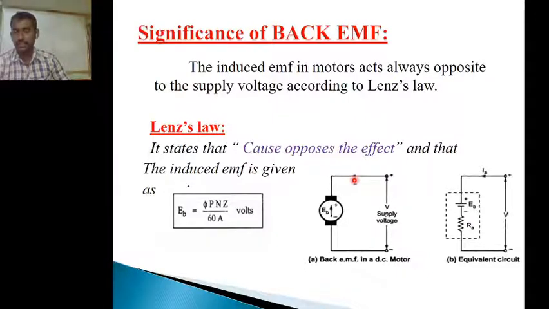That's why this EMF is called back EMF, and it can be given as EB is equal to P phi NZ by 60A.